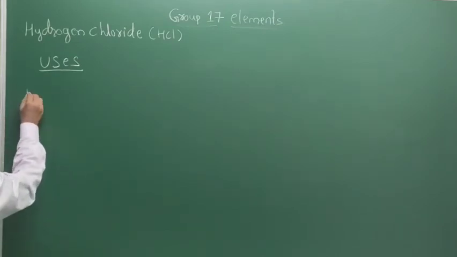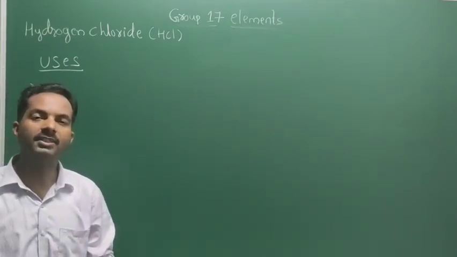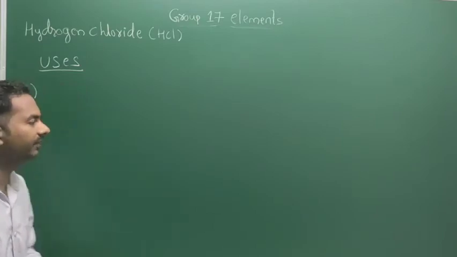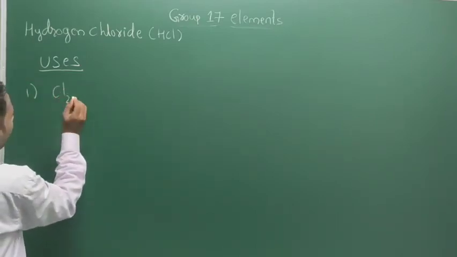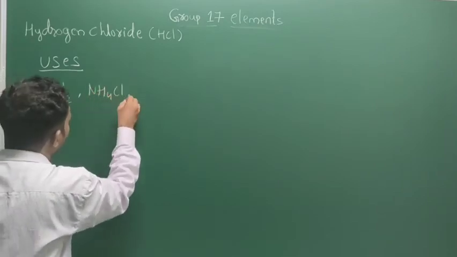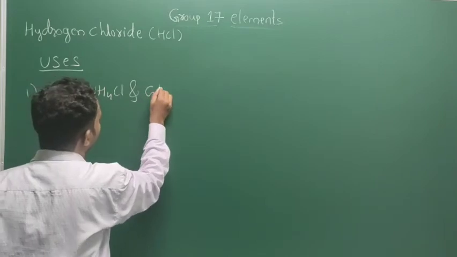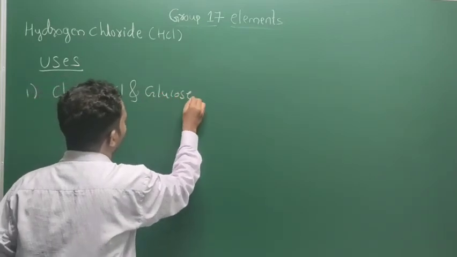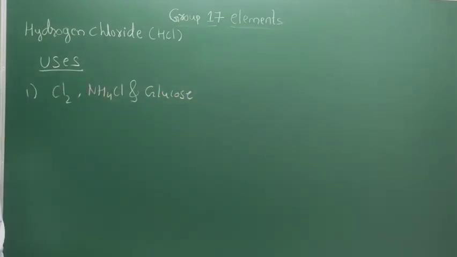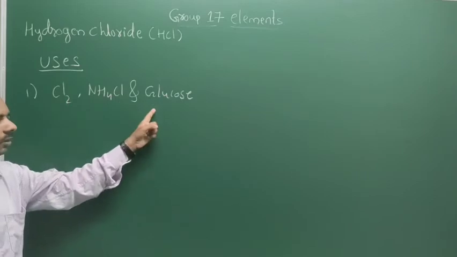So here first one is hydrogen chloride is used for manufacture of chlorine, ammonium chloride and glucose. So here hydrogen chloride is used to manufacture chlorine, ammonium chloride and glucose.